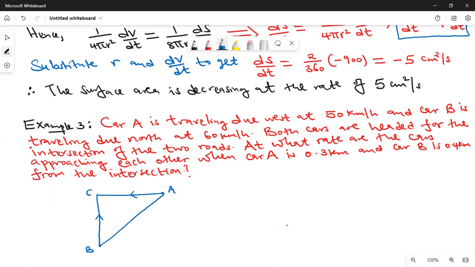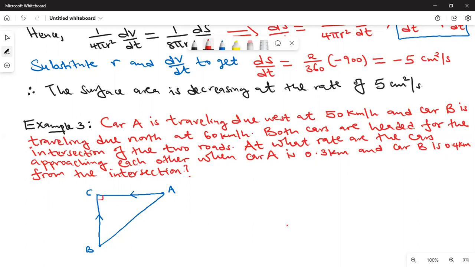And you see this thing here, let me use another color. This is a right angle triangle. So this is car A moving towards the intersection, and the other one is car B moving towards the intersection.